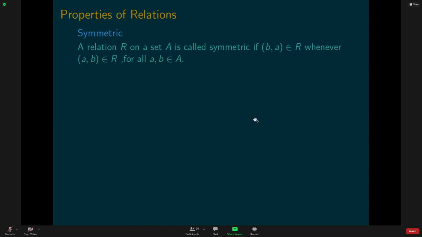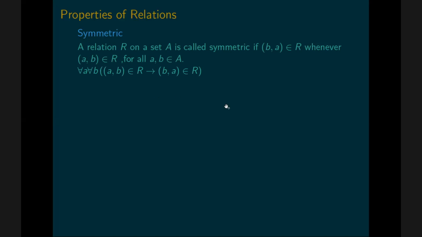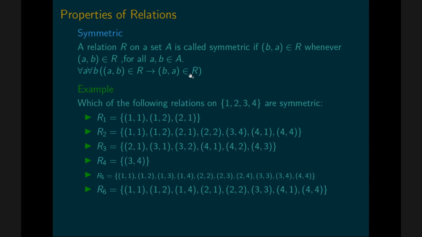So now another property is symmetric. A relation is symmetric if BA being in R means that AB is also in R. Okay. So for all A and B, AB is in R implies BA is in R. Which of these relations are symmetric?